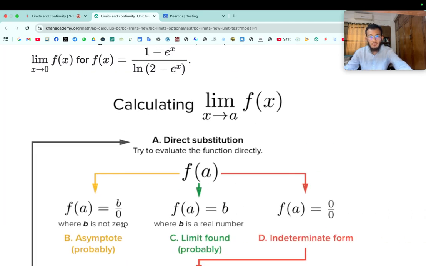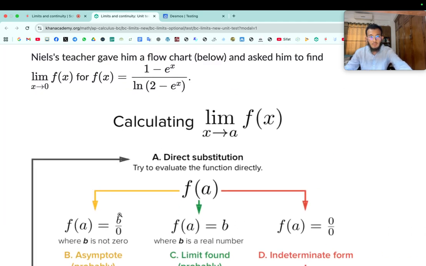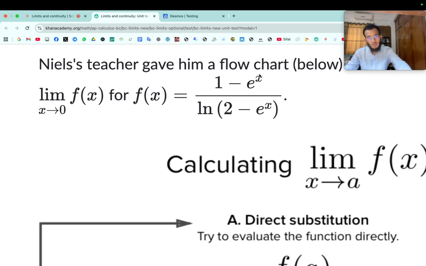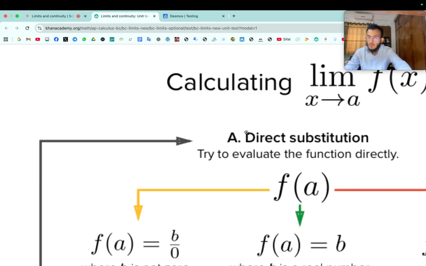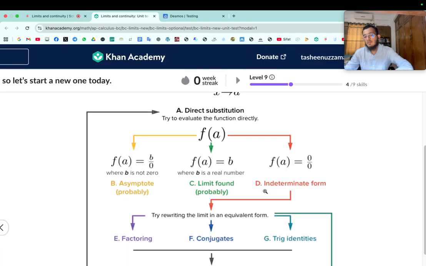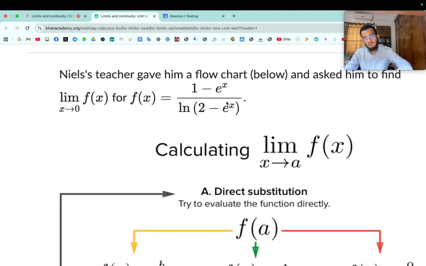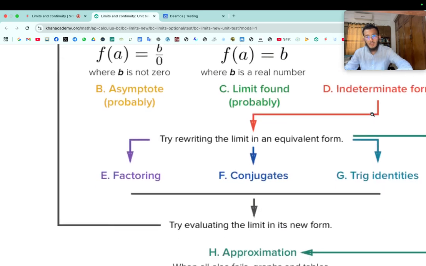At the same time the numerator, e to the power 0, is also 1, and 1 minus 1 is also 0, so we have an indeterminate form, which is d. Okay, and e to the power 0 is 1, 1 minus 1 is also 0. So what do we do now?